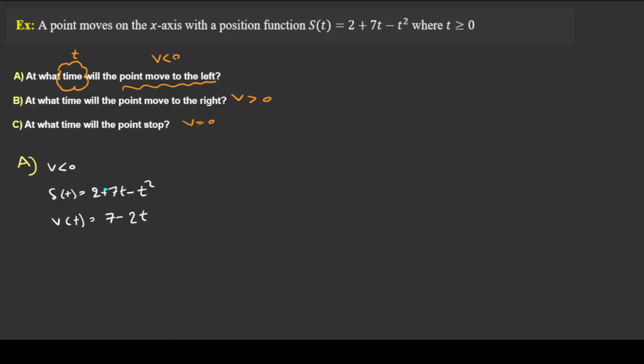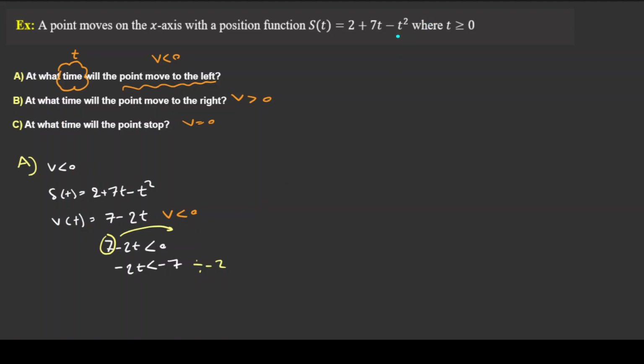Okay, and then v less than 0. I'm just going to make this expression less than 0 to find t. So it's going to be 7 minus 2t less than 0. I'm going to move this 7 to the other side. It's going to be negative, so negative 2t less than negative 7. Then divide both sides by negative 2.